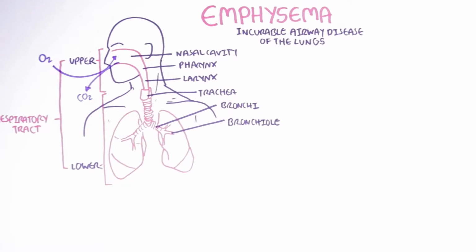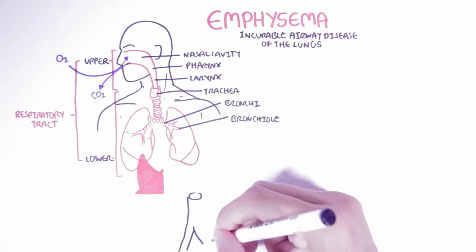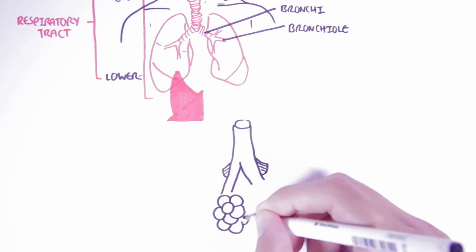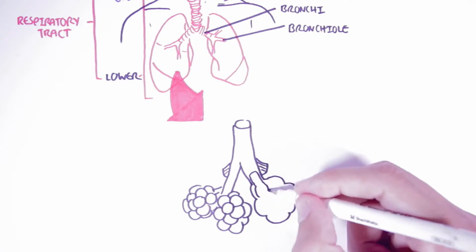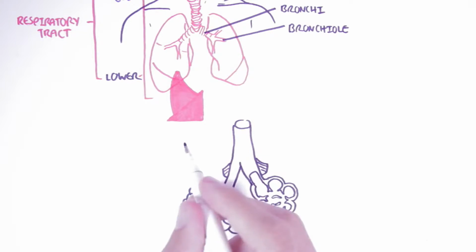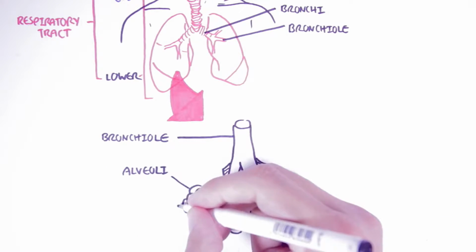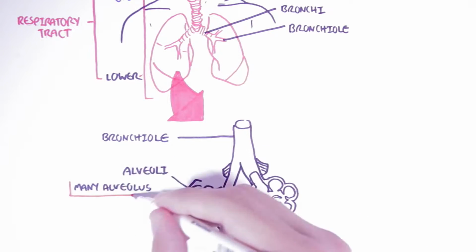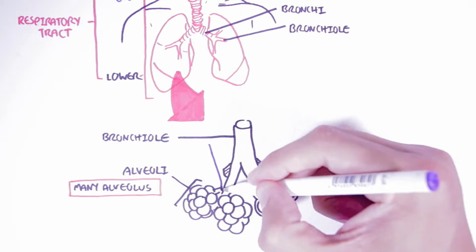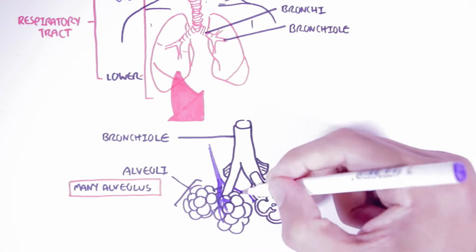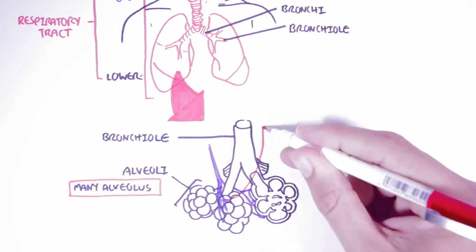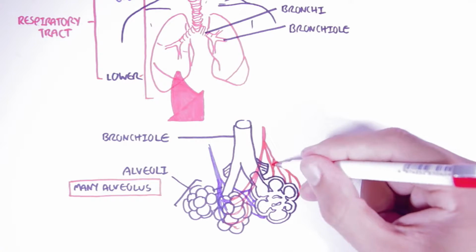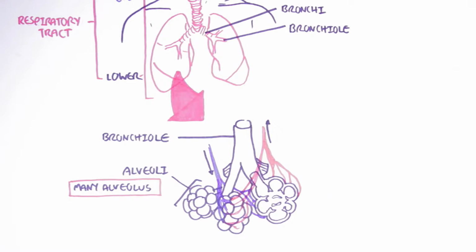Let's zoom into these normal lungs, and look at a normal alveoli. So the alveoli are found in bundles like so. Here we have the bronchioles, the terminal bronchioles, which will join to the alveoli. And alveoli is plural, so alveoli is composed of many alveolus. There is rich blood supply around the alveoli because this is where gas exchange takes place between oxygen and carbon dioxide. So we have deoxygenated blood entering the alveoli and reoxygenated blood leaving the alveoli.